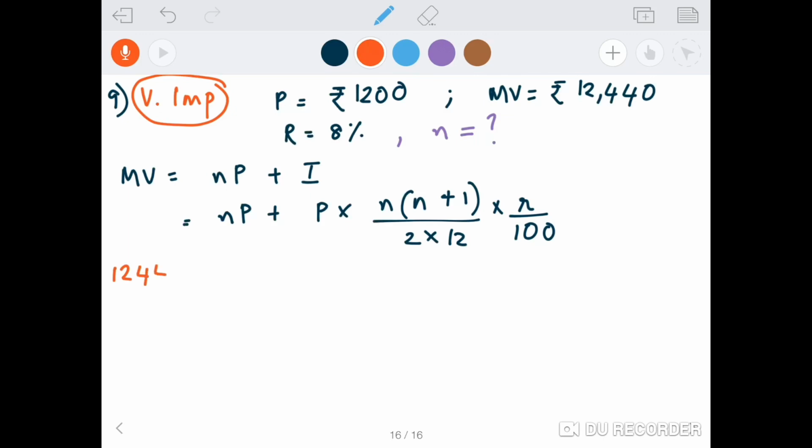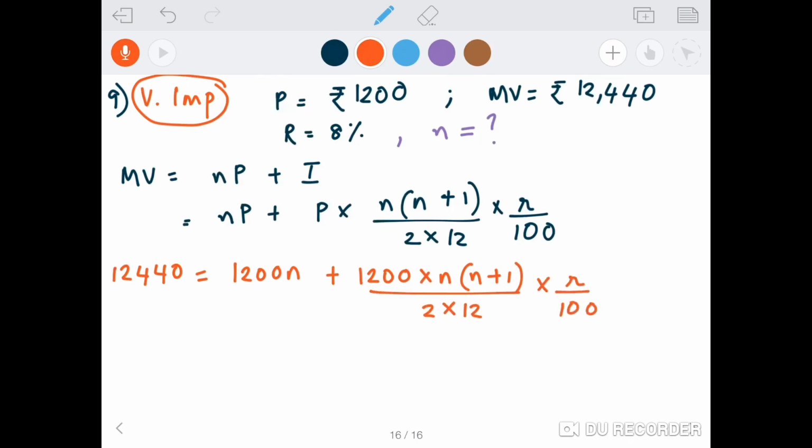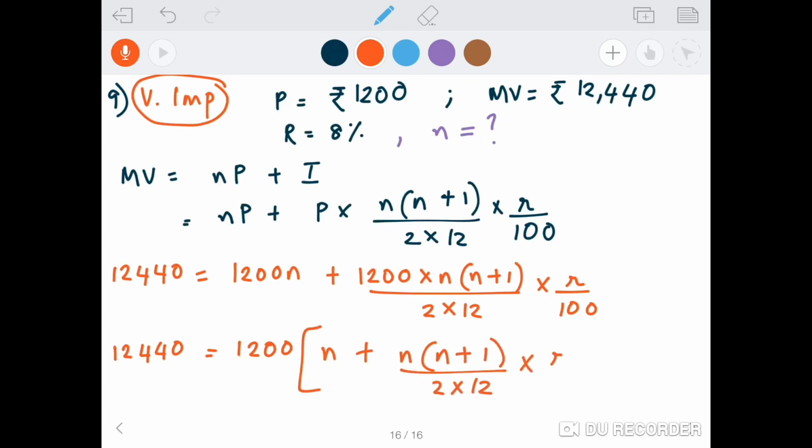So I'm going to substitute that there, is equal to n into p. I know p is 1200, so I'm going to make it 1200 n plus 1200 times n plus 1 divided by 2 times 12 times r by 100. Now the value of r is 8, which I shall put in a little later, but let us first see what we can simplify. I know I can pull out something common, so I'm going to pull out 1200. So I'm going to get n plus n times n plus 1 divided by 2 times 12 times r by 100. If you want to substitute for r, you may, but I want to do that a little later.